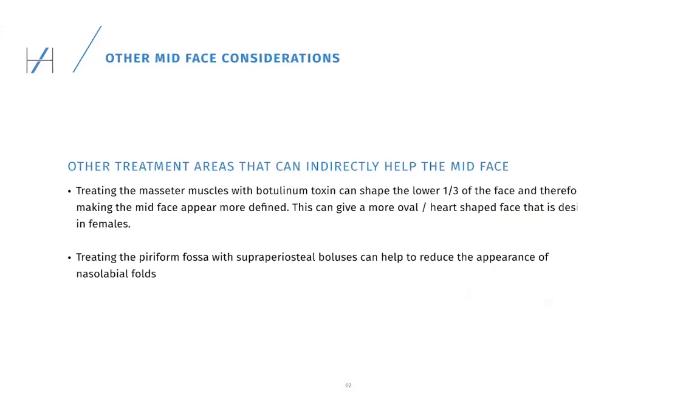Other treatments can indirectly help the midface. There's a couple of other things that we can also consider when we're doing these kinds of treatments. One of them is masseter muscle. For some patients, have a look at them. Is it midface they really need, or is it because they've got a very strong masseter and they grind their teeth? Doing a bit of masseter Botox can make a big difference to help reshape the lower face and give more of a heart-shaped profile. Quite an easy treatment to do.